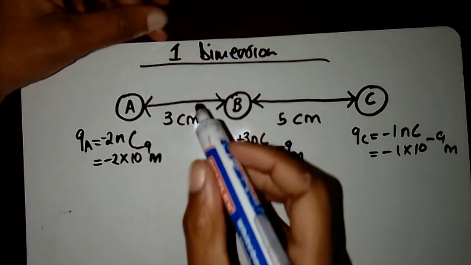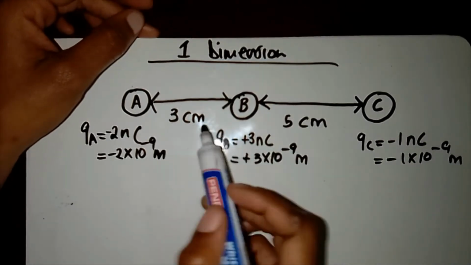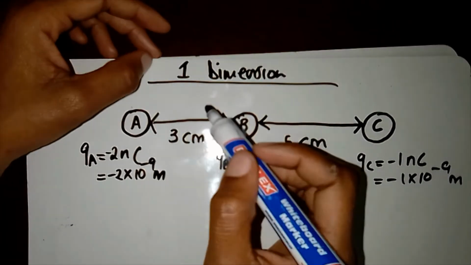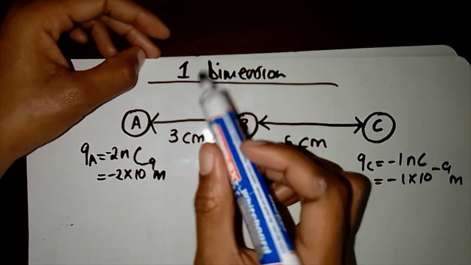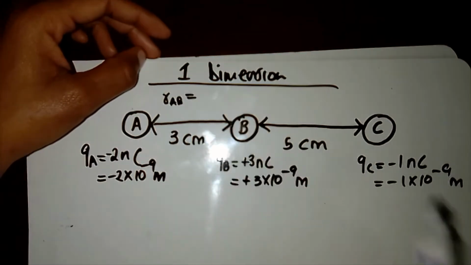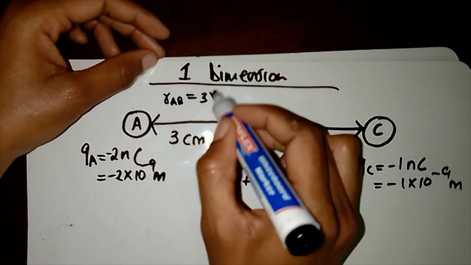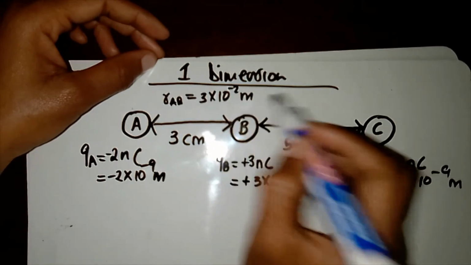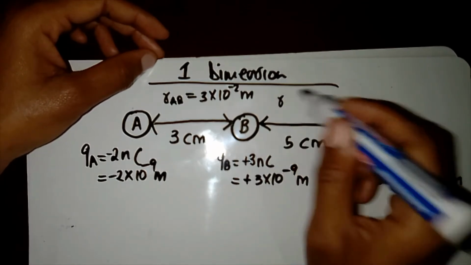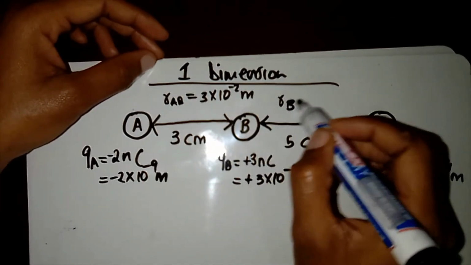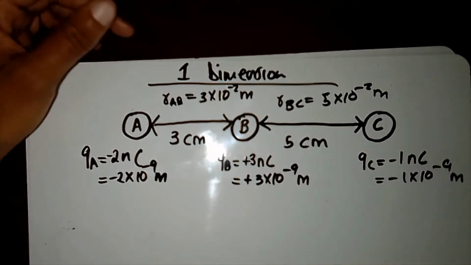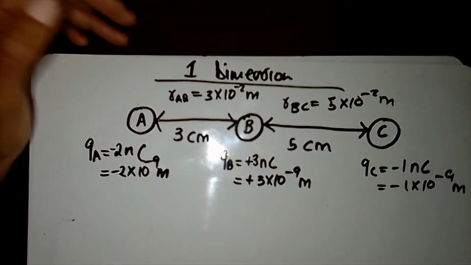Another thing we can do: the distance between A and B is 3 centimeters. It's given in centimeters, so we must convert it to meters. So R between A and B is going to be 3 multiplied by 10 to the power of -2 meters. The same thing here, centi just means 10 to the power of -2, and the distance BC is going to be 5 multiplied by 10 to the power of -2 meters. That's the important thing to know.